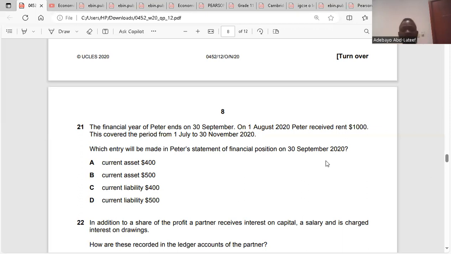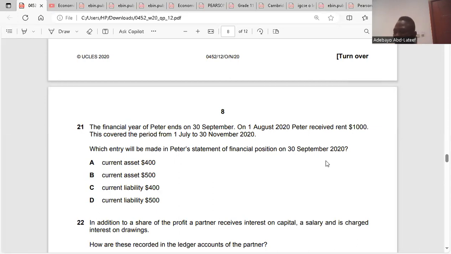You know, they said the financial year for Peter ends on 30 September. On 1st of August 2020, Peter received a rent of 1,000. This covers the period from 1st of July until November 2020. So we have July, August, September, October, November. That's 5 months. 1,000 divided by 5 months, that's 200 for each month. Yes or no? Yes. Great.